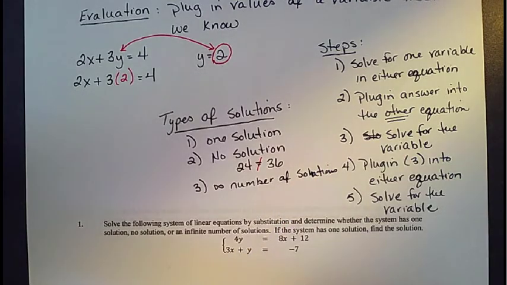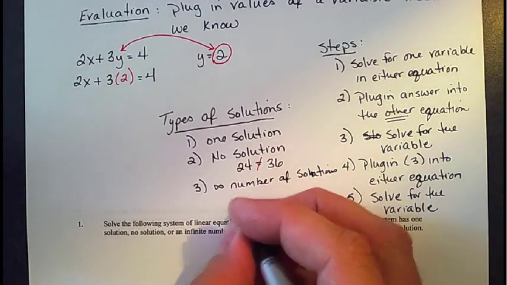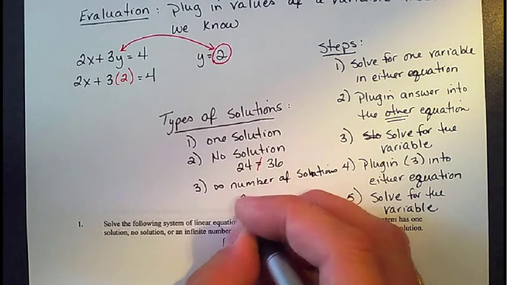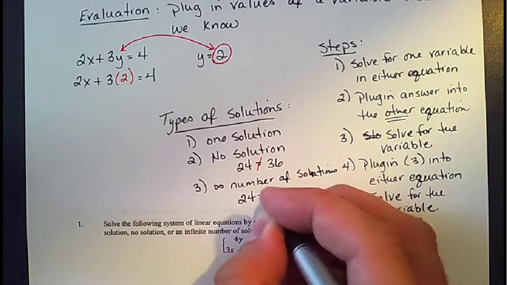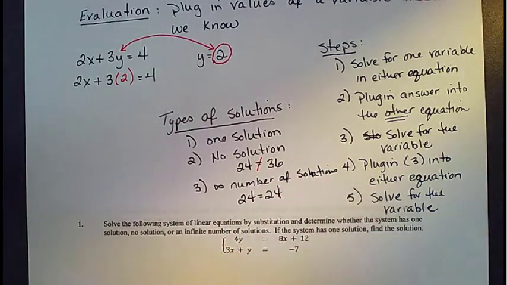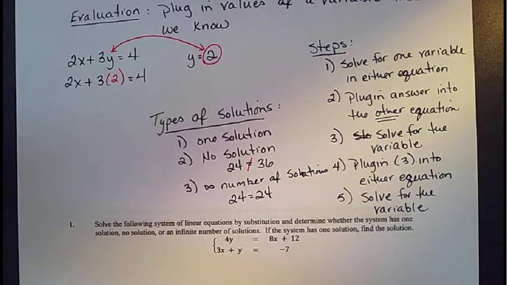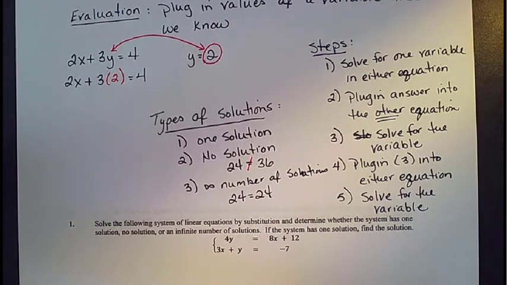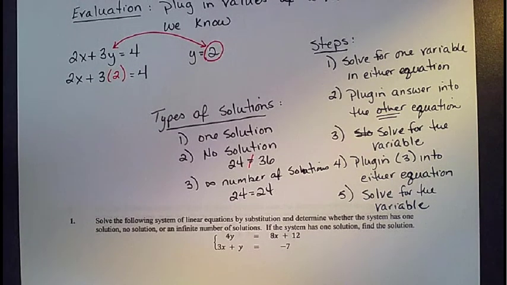Which means that they're going to be the exact same line, and I'm going to have full equality. So, for example, 24 is equal to 24. Well, that's always true. So the 2 lines are identical, and you're going to have an infinite number of solutions. So let's go ahead and work a few examples, and you'll have my lecture for this section.